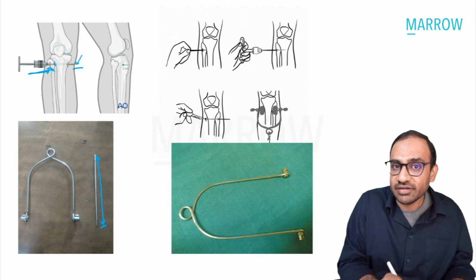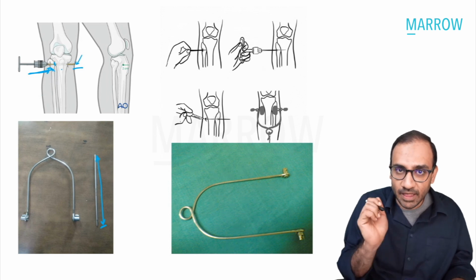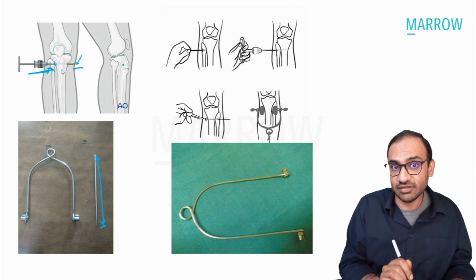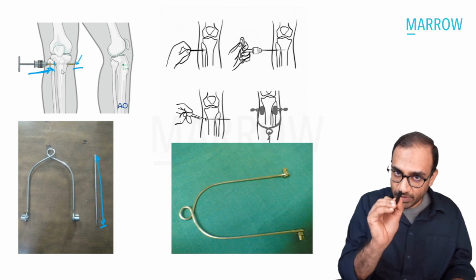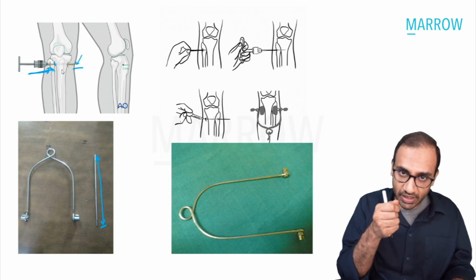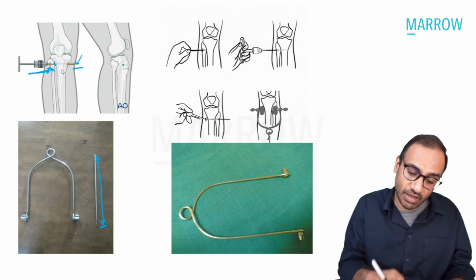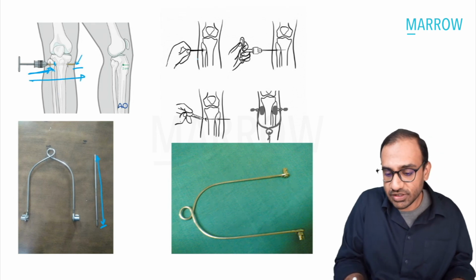You can't go blind, right? So if you insert it from the medial side and it comes out on the lateral side, it might injure the common peroneal nerve. So that is the reason you make a nick on the lateral side, feel the bone, and put the trocar directly on the bone and pass it from the lateral to the medial side. This is the diagram showing you passing it from the lateral to the medial side.